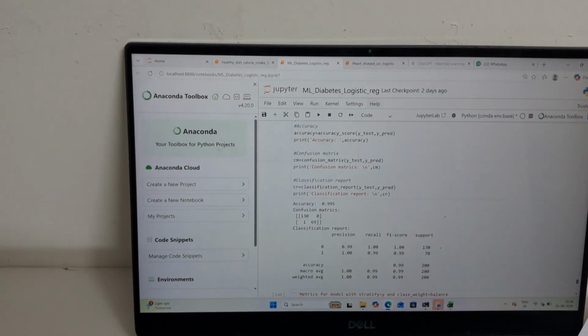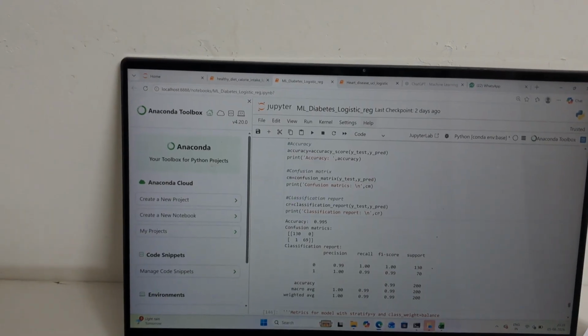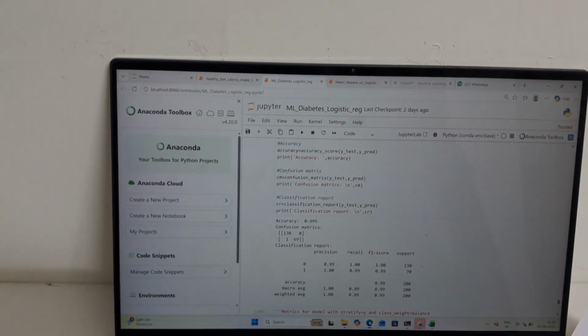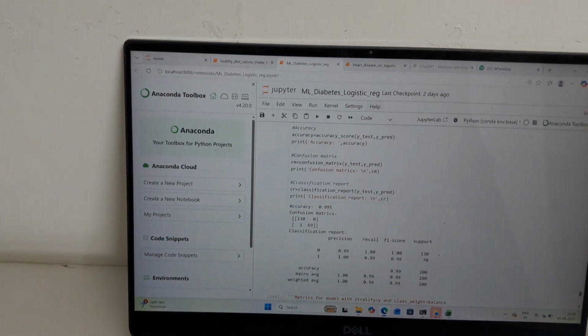So in this way you can identify how much probability in predicting diabetes and how much probability in predicting non-diabetes. So it is 100% perfect in predicting non-diabetes, 99% perfect in predicting diabetes. Done. Thank you. So this is logistic regression.